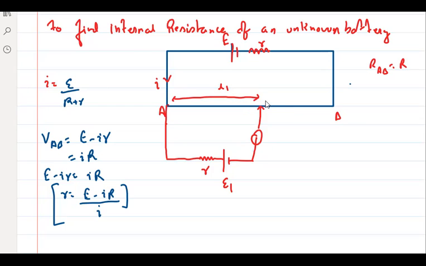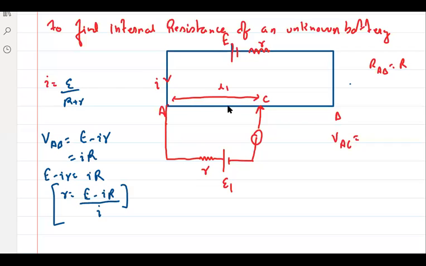So first of all, tell me, suppose this point is C. What is potential between A and C? If this is a neutral point, what is the potential difference between A and C? If C is the neutral point in this case, what is the potential between A and C? Tell me. I hope all of you understood this, right?